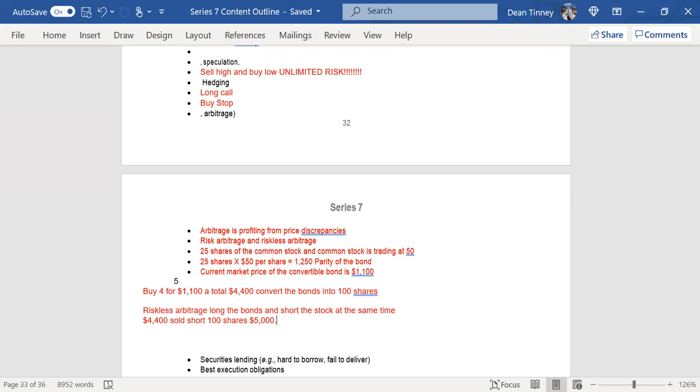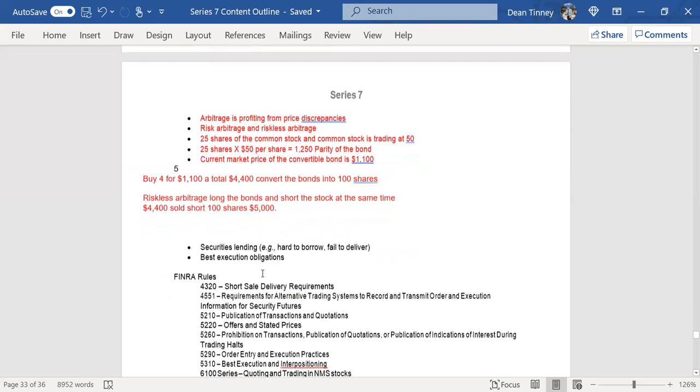We could do it in other securities, but this is where it shows up on the test, right? Is that there's a mispricing based on parity and a convertible. Again, low probability that you get this as a test question, but that's the one they tend to use to test you on this idea of arbitrage.